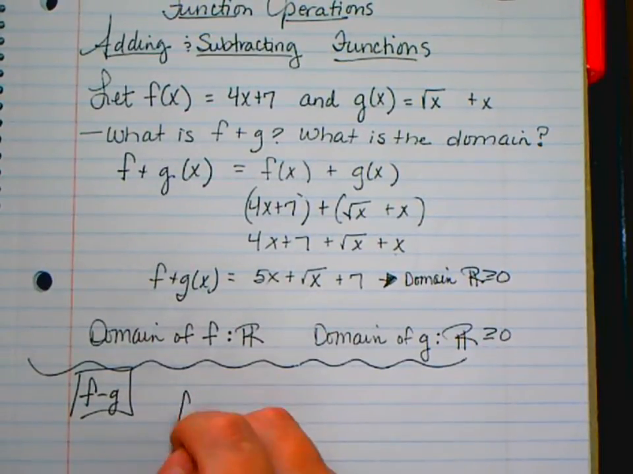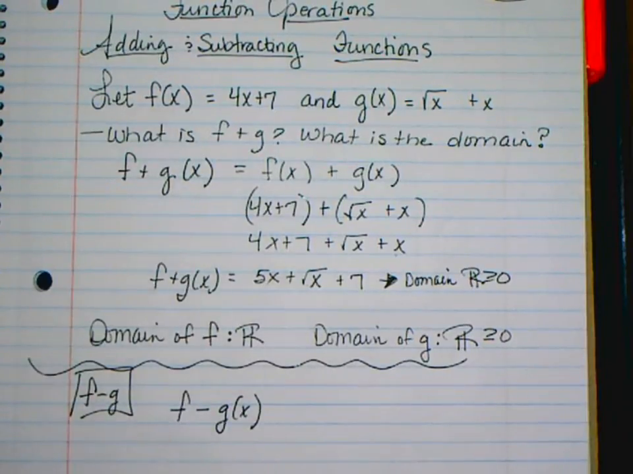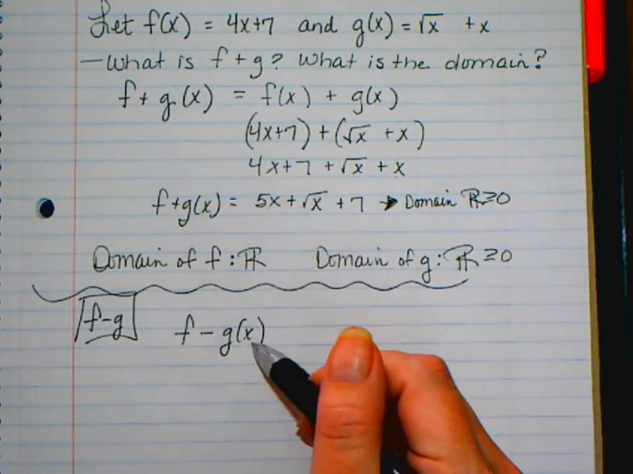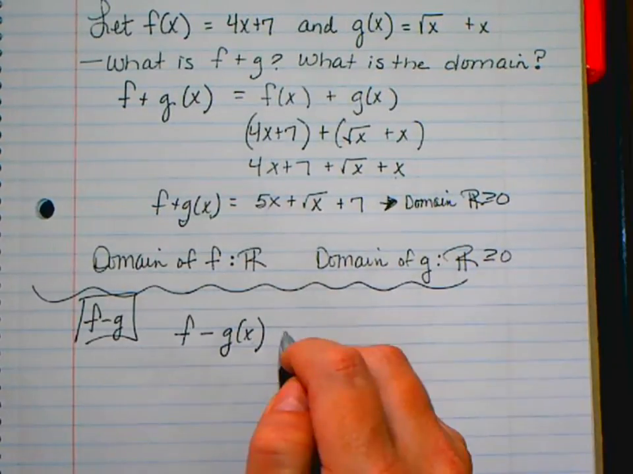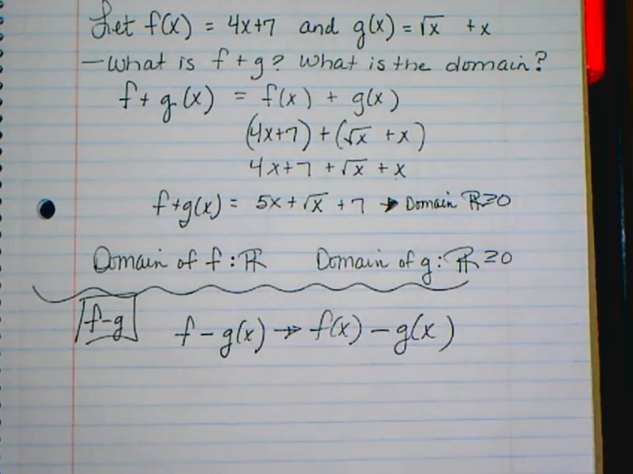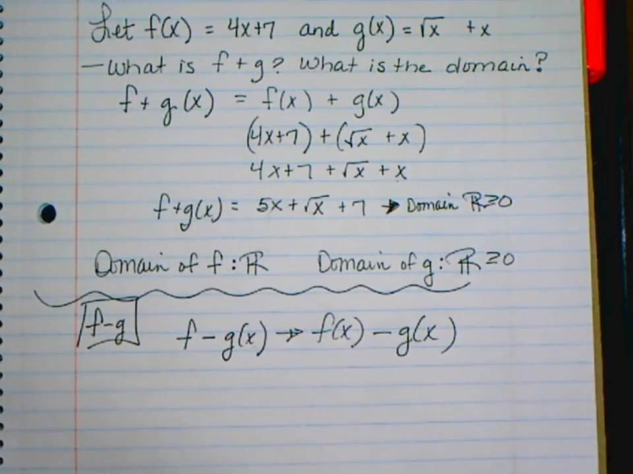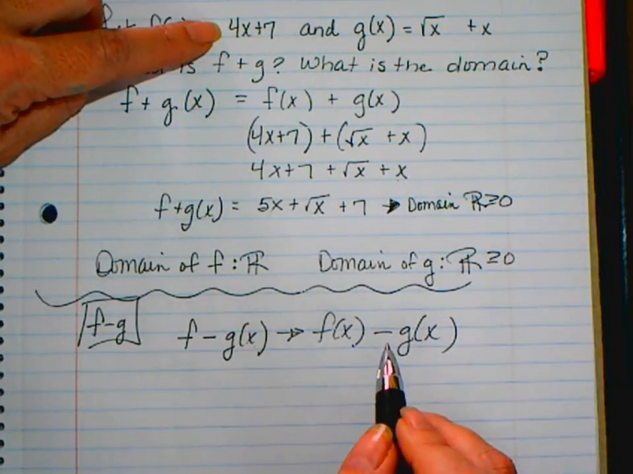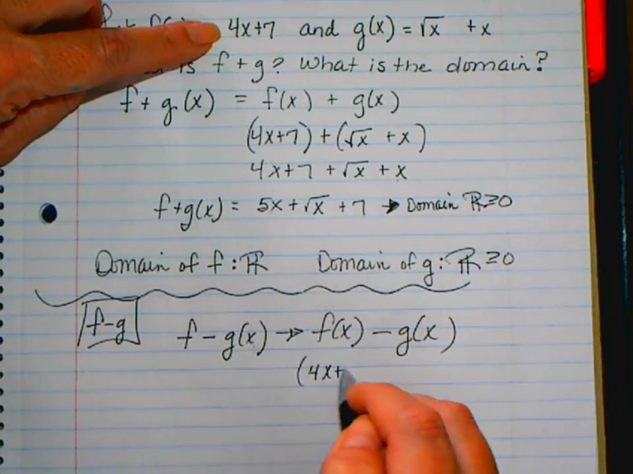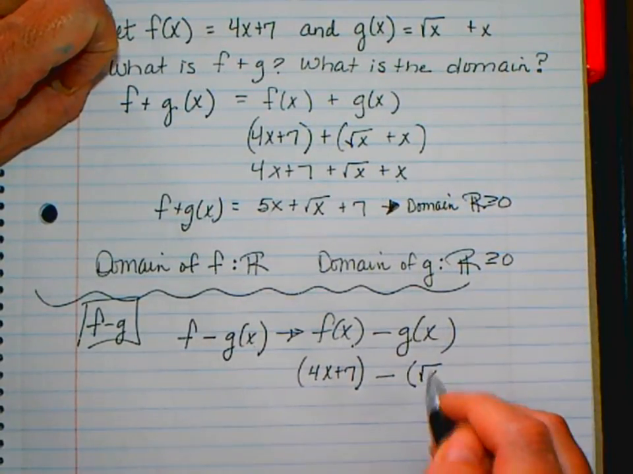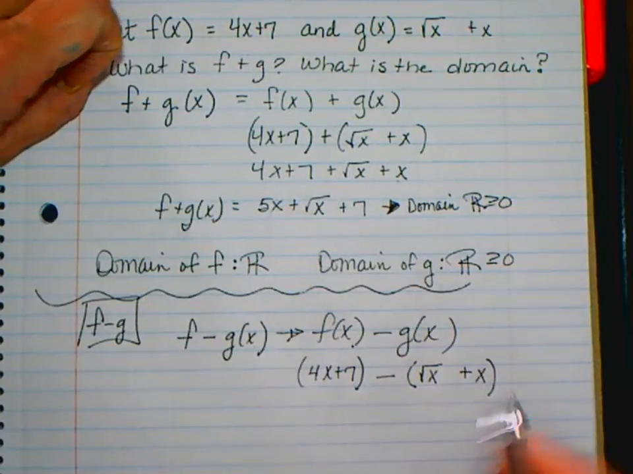So you may see that as f minus g of x, which again, that's confusing to me. Why do they just put the x with a g? I don't like that. So I would rewrite it as f of x minus g of x. So again, we're using the same function f and function g that we did for the first problem. So function f would be, and this time parentheses are going to be important because I'm subtracting function g, right? So f of x is 4x plus 7 minus function g, open parentheses, square root of x, and then a plus x that is not in parentheses.